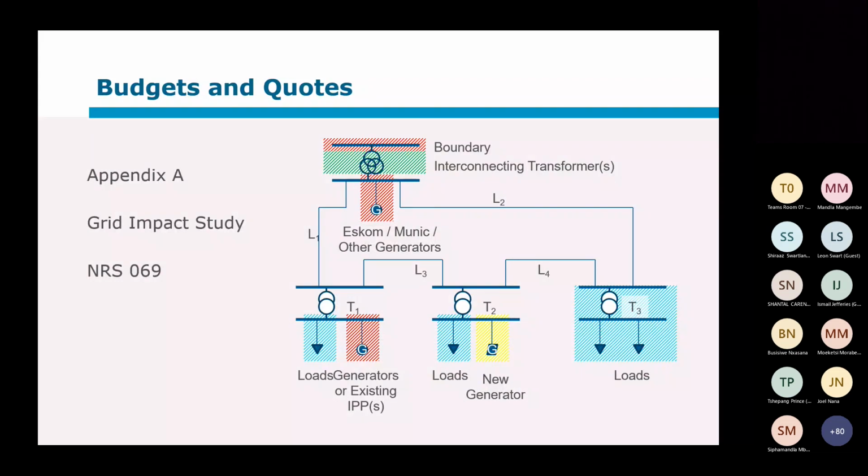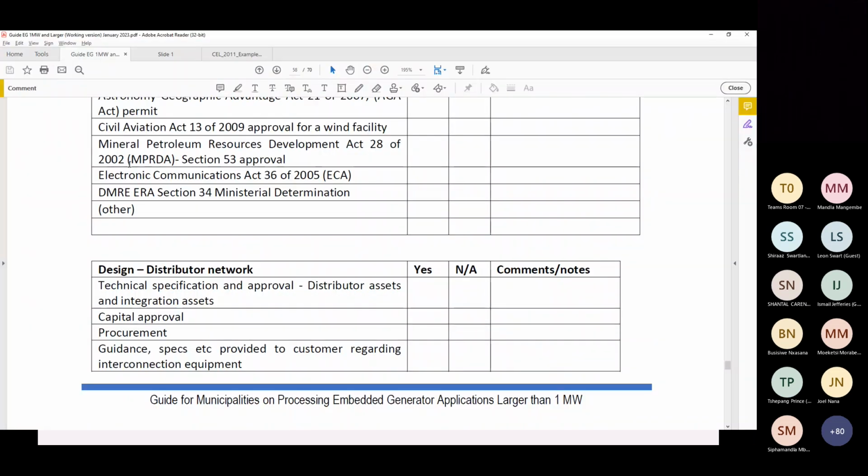So basically what I'm saying is that think about this in terms of adding another 2 lines and the transformer. Let me share the checklist here. So in terms of your processes, how you think about how you're going to do the technical specification and approval? Because that has to be done. Then the capital approval, procurement starts before you can obviously do the construction.